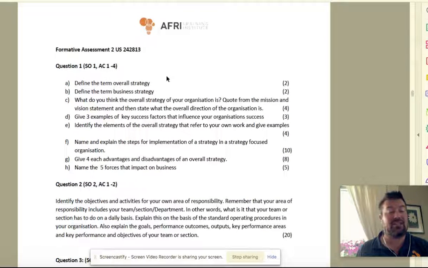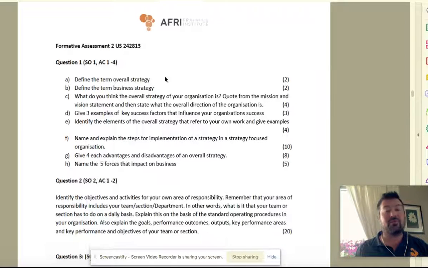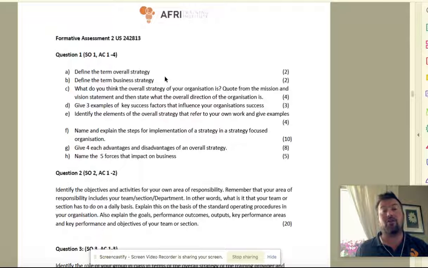The second unit standard is US 242813, but it really revolves around strategy. So we're going to be looking at strategy, and I think we had a really good discussion in terms of what strategy was, what we need to look out for, what the key points are, why strategy works, why it doesn't work. All of those kinds of things are going to be brought through in the formative assessment.